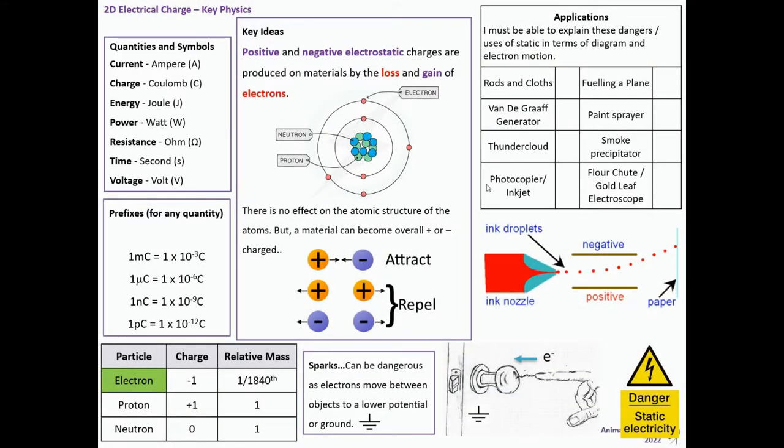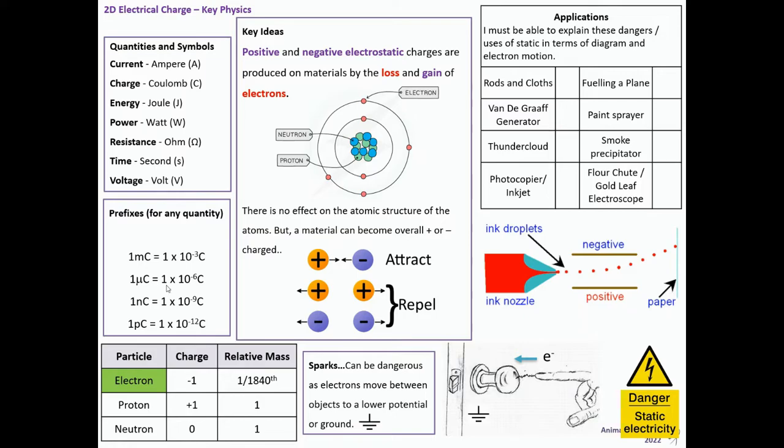Okay, so this is a little introduction to section 2D, electrical charge for iGCSE physics. So we have quantities and symbols. We're back to the current, ampere, charge, coulombs, energy in joules, power is measured in watts or joules per second, resistance measured in ohms, symbol omega, time in seconds, and voltage or potential difference in volts, V.